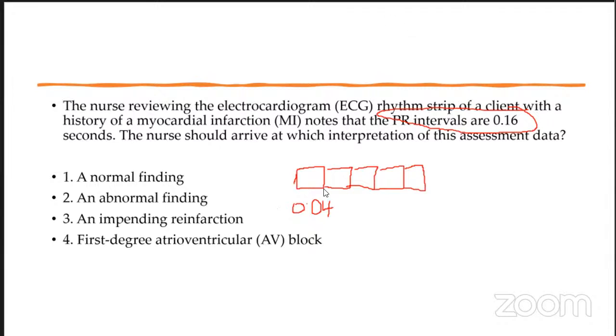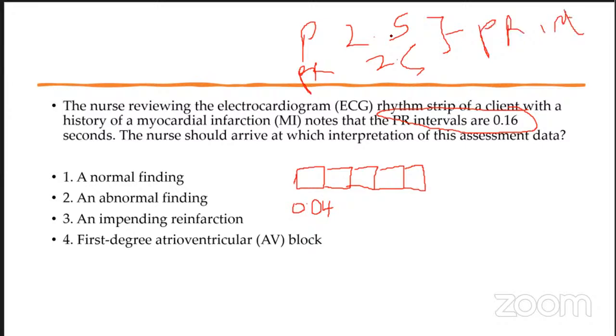Okay, so nice attempts. Again, remember we said our PR interval. So we said P wave, 2.5. PR segment, 2.5. And we said if we add the two of them together, it gives us what? Our PR interval. And again, if you add these two numbers together, what does it give you? It gives you 5 small boxes. So we want our PR interval to not be more than 5 small boxes.